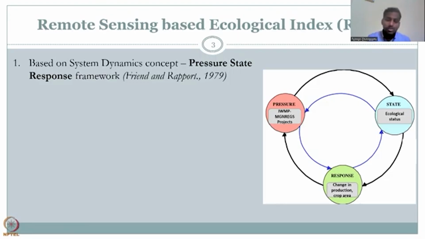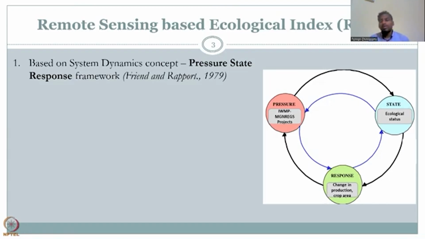These plans and programs are now being used for increasing water storage, soil moisture, etc. But what is the benefit? That is the pressure, and the state, you see the black arrow going to the state, is the ecological status. We wanted to see how that impacts the ecological status. This was work done by one of my students, Shivanand, through his master's project. You can see how the system dynamics approach was used.